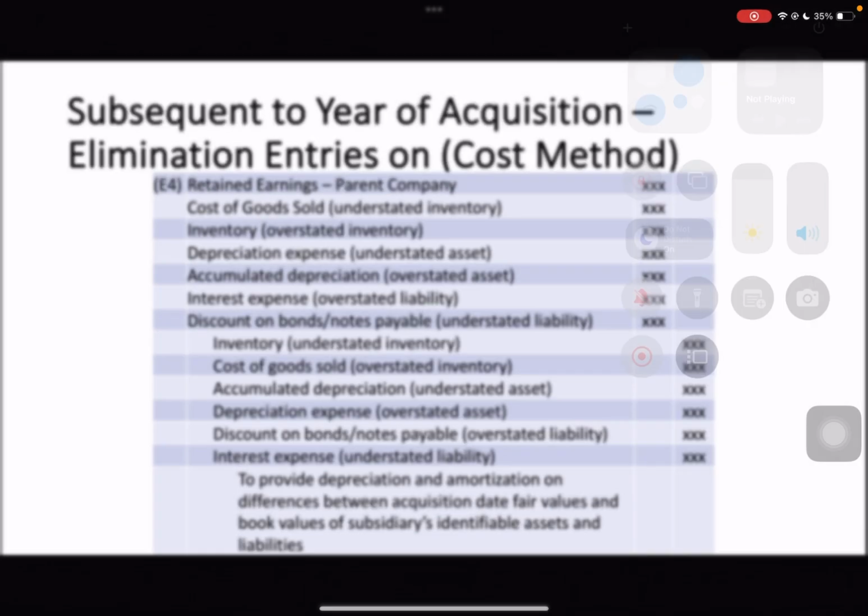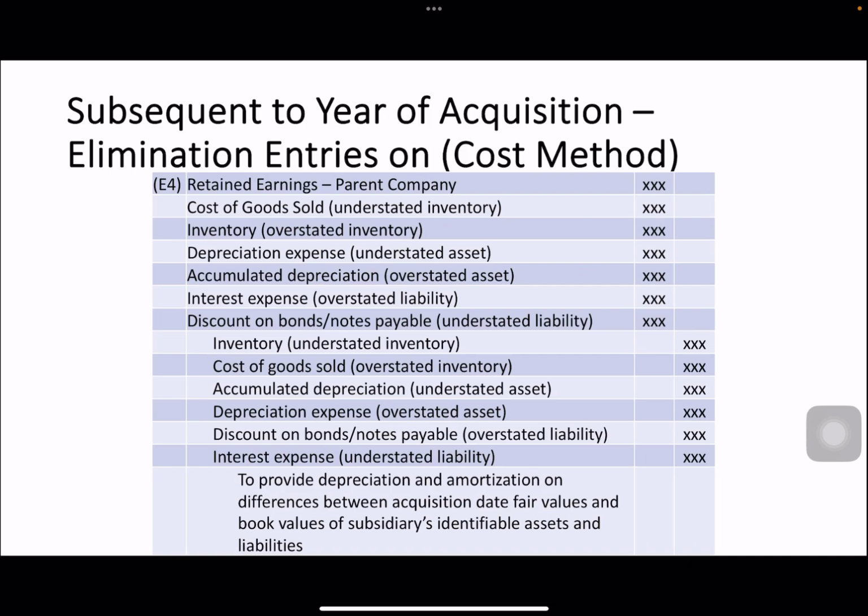The fourth eliminating entry pertains to adjustments to the subsidiary's net income due to the under and overvaluation of the subsidiary's assets and liabilities on the date of acquisition. This entry is similar to the third eliminating entry prepared on the first year of acquisition, except that this entry reflects the cumulative adjustment to the subsidiary's net income. Cumulative because, again, the eliminating entries prepared in the previous years did not actually affect the separate books of the subsidiary.